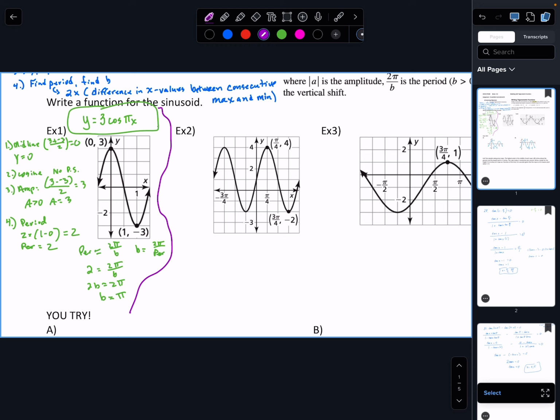All right, so example 2. Start with the midline. It is your max plus your min divided by 2, which is 1. So the midline is at y equals 1. And so it's a good idea to dash that in as the midline.